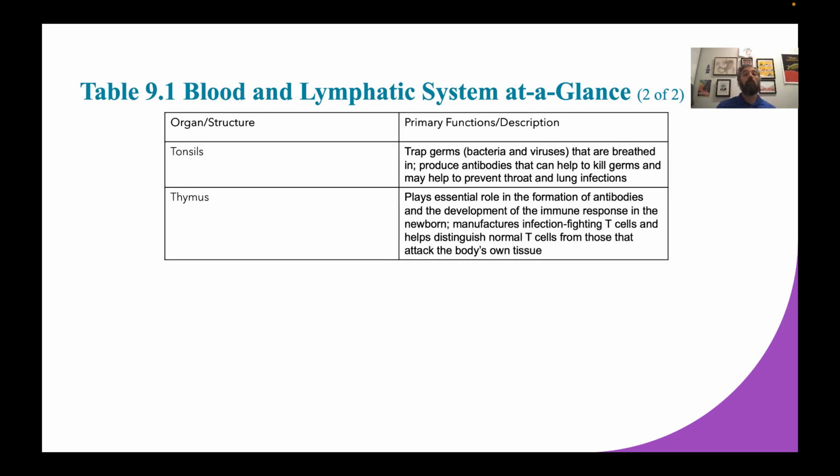Tonsils are at the back of your throat. They trap germs that are breathed in and help produce antibodies to kill off types of germs. That's why they get removed so often: if you're harboring a whole bunch of bacteria, it might just mean that you keep on having all of that bacteria, and they keep growing, and then you constantly have strep throat or something else like that.